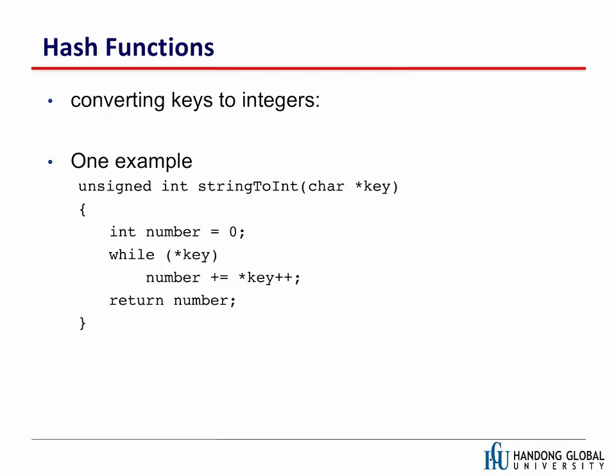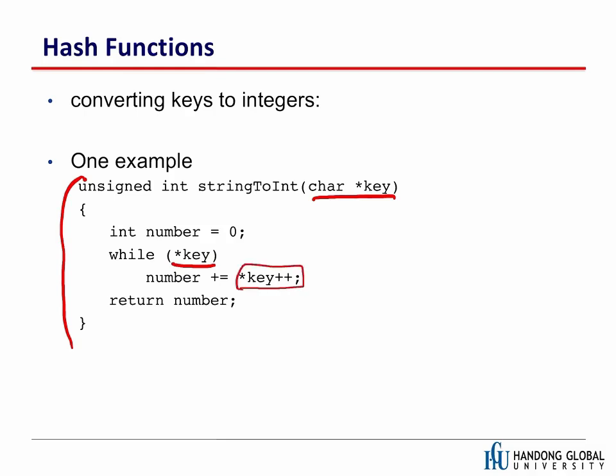Okay, so now let's talk about converting keys to integers. So it's up to you. You can design your own method, but this is one simple example. Given this key, and as long as the key is not null, we are iterating this while loop until the key meets the last null character.